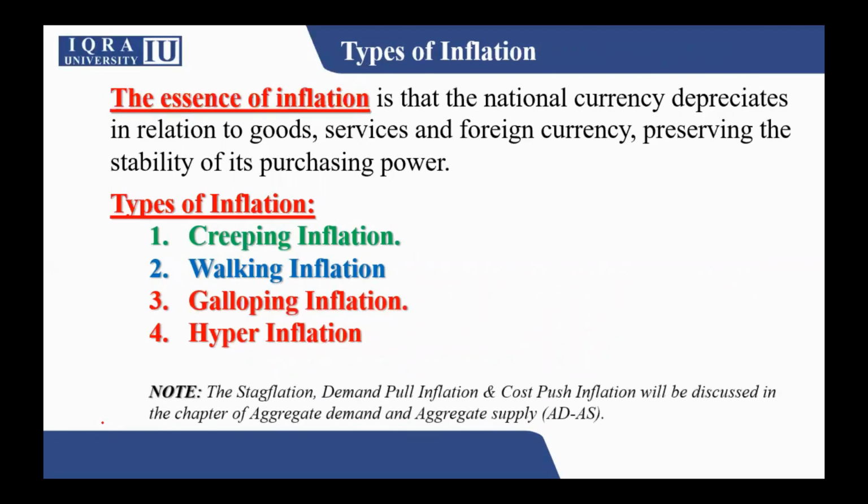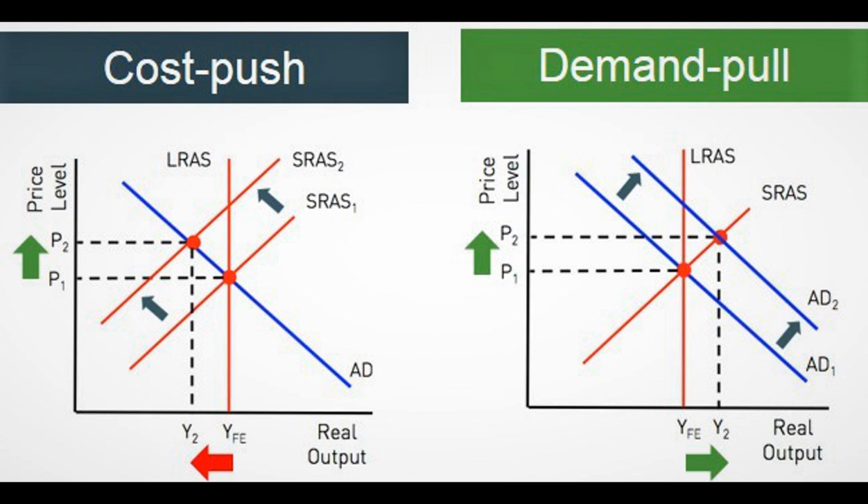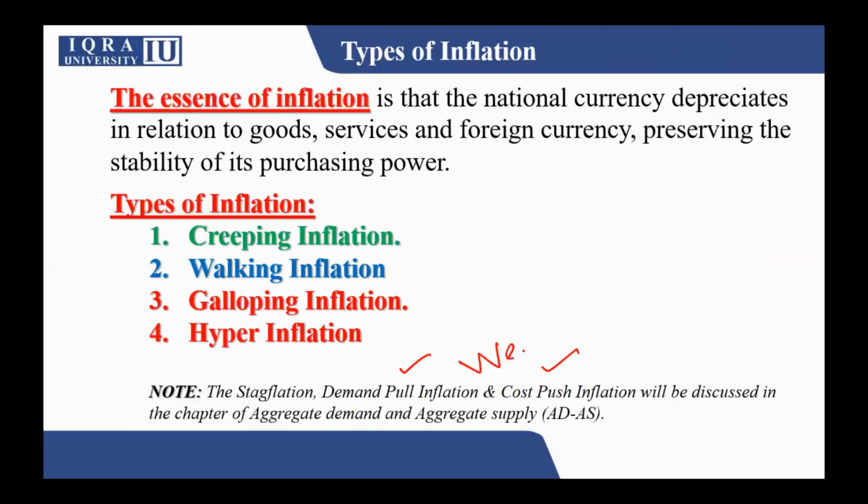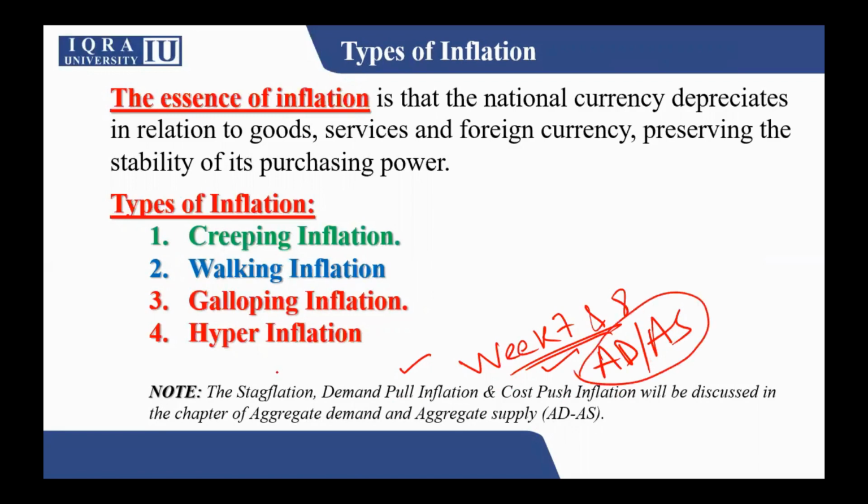But there are some other types of inflation, like demand-pull inflation and cost-push inflation. Demand-pull inflation and cost-push inflation will be discussed in weeks 7 and 8 in the chapter on aggregate demand and aggregate supply. And also, when you have the long-run equilibrium at the end of the aggregate supply chapter, the teacher will also discuss stagflation.